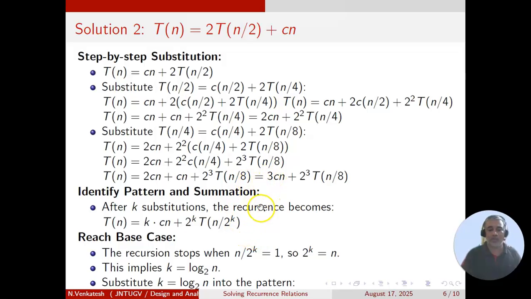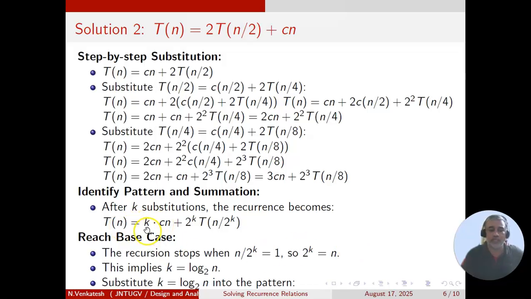Now for what value of k does it reach the base case, that is n equal to 1? If I take n as 2 power k, it reaches the base case. Now from that, k is log n base 2.